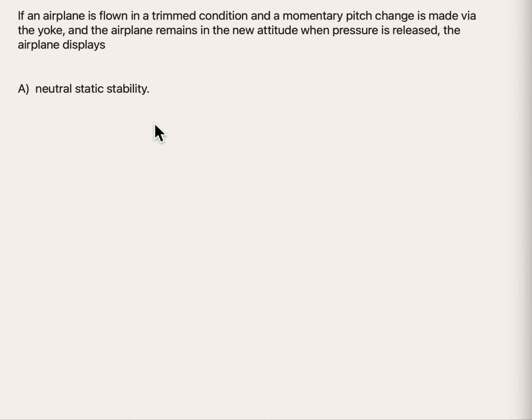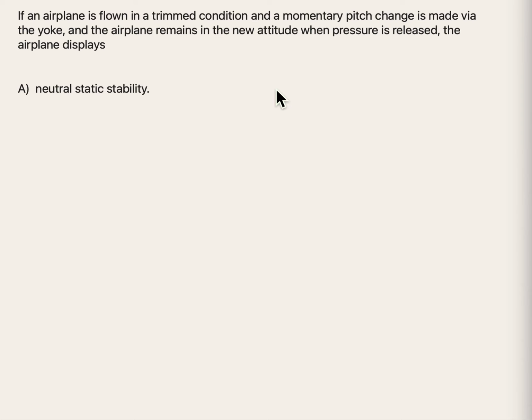If an airplane is flown in a trim condition and a momentary pitch change is made via the yoke, the airplane remains in the new attitude when pressure is released. The airplane displays neutral static stability.